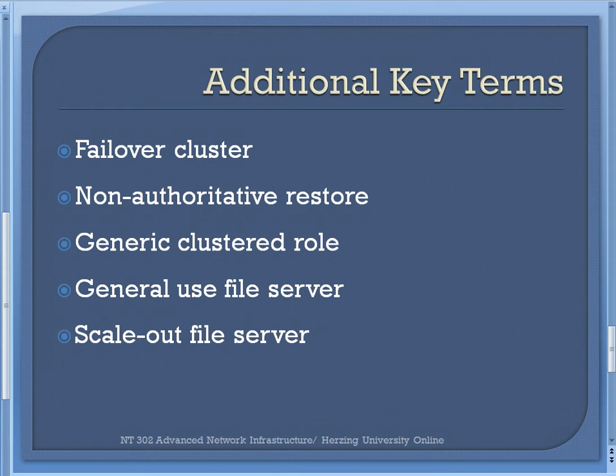Here on this slide you see the other key terms I'd like to go over with you. First, there's the failover cluster, and as we've mentioned before, that's a group of independent servers or nodes that work together in order to increase the availability and the scalability of applications and services. These are often referred to as clustered roles. The next key term, non-authoritative restore. This type of restore is typically used when a single node is being restored. Once the node is fixed or replaced and then restarted, it will get the latest configuration from the other nodes in the cluster.